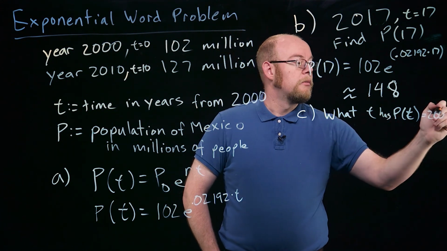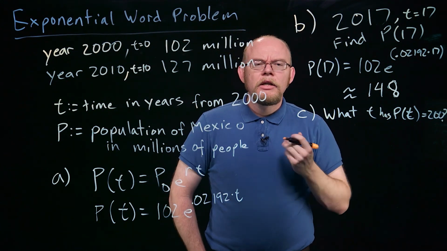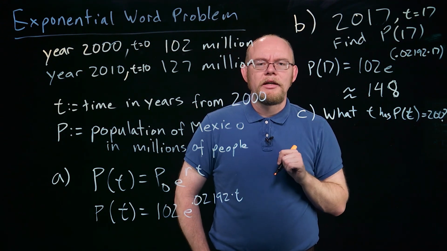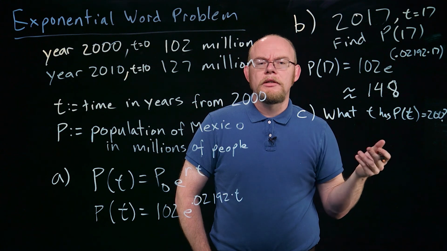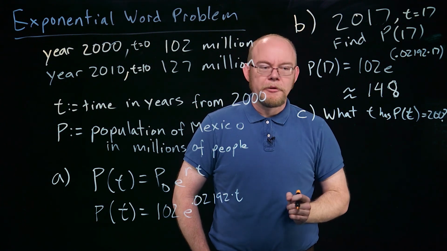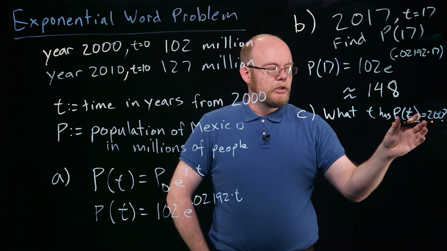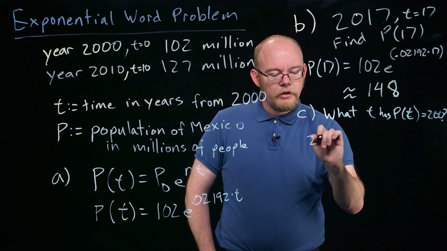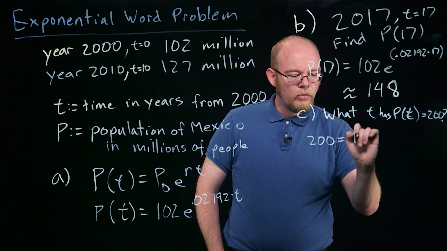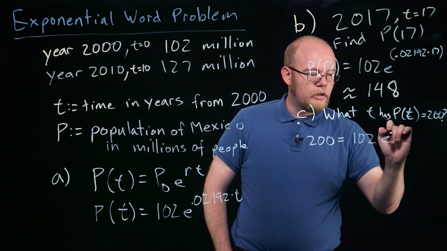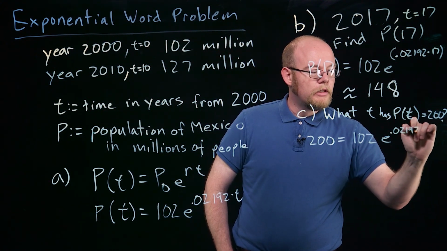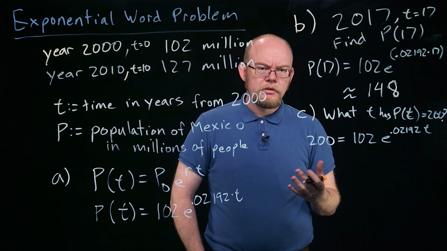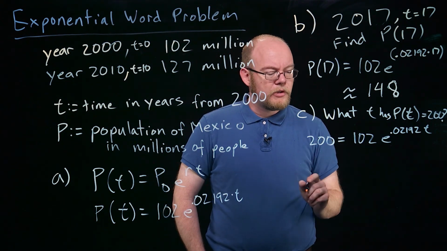Let's just write this down a little more grammatically correct. So what this is asking is, instead of figuring out what the population will be in a certain year, at what point should we expect this many people? So what we do in this case is we simply plug 200 in for P and solve for t. So we get 200 is equal to 102 e to the 0.02192 times t. So now what we need to do is solve for t. This is just an algebraic exercise. Divide both sides by 102.